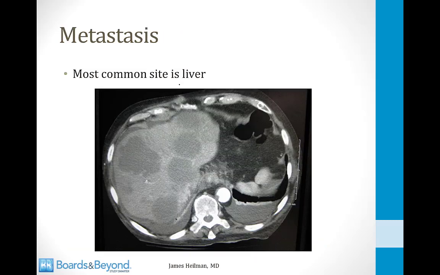The most common site of metastasis of colon cancer is to the liver. It will present with multiple spots of tumor on the liver, as is shown in this CAT scan on the screen.